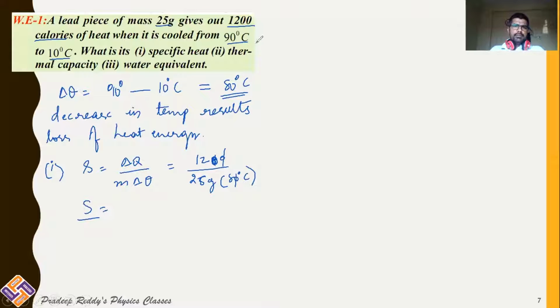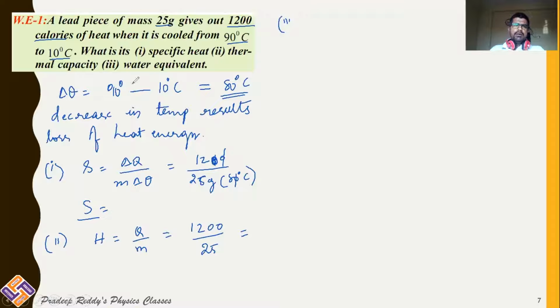And next you are supposed to find out thermal capacity. Thermal capacity is heat capacity. So you can simply write H is equal to Q divided by M. How much amount of heat is involved here? Heat is absorbed here, 1200. For how much mass? 25 gram. That gives you 1200 divided by 25 gram, which gives you heat capacity.